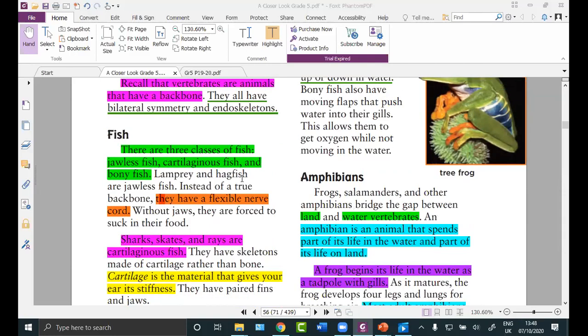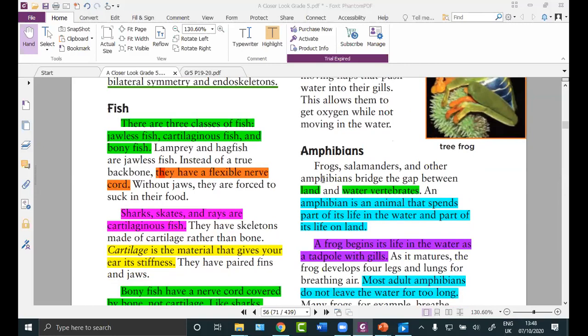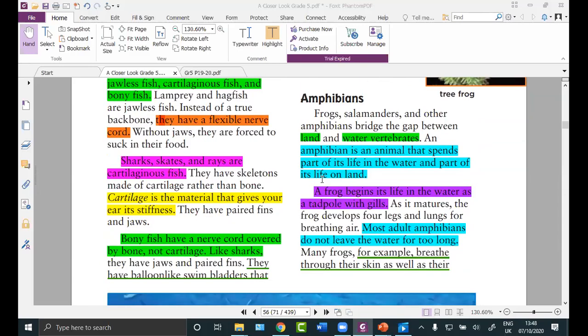Amphibians. Abdurrahman Yamin. Frogs, salamanders, and other amphibians bridge the gap between land and water vertebrates. An amphibian is an animal that spends part of its life in the water and part of its life on land.